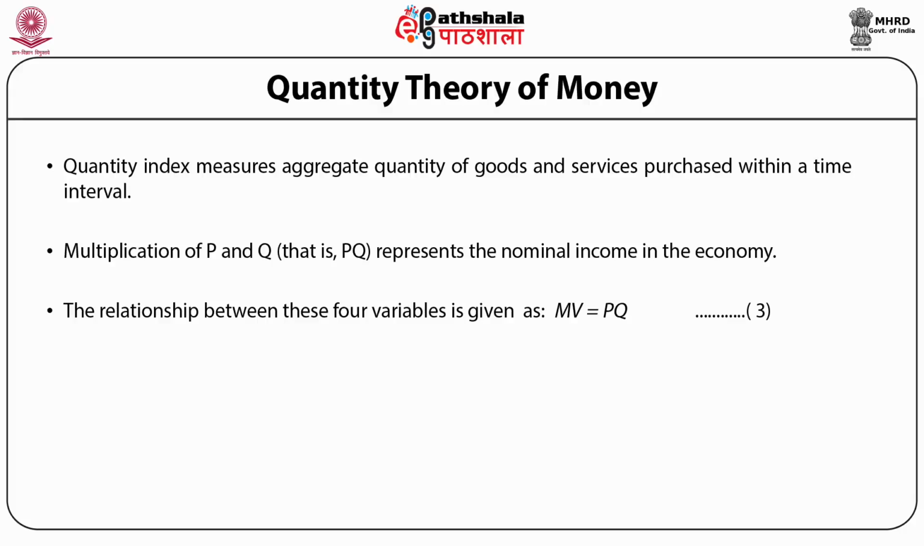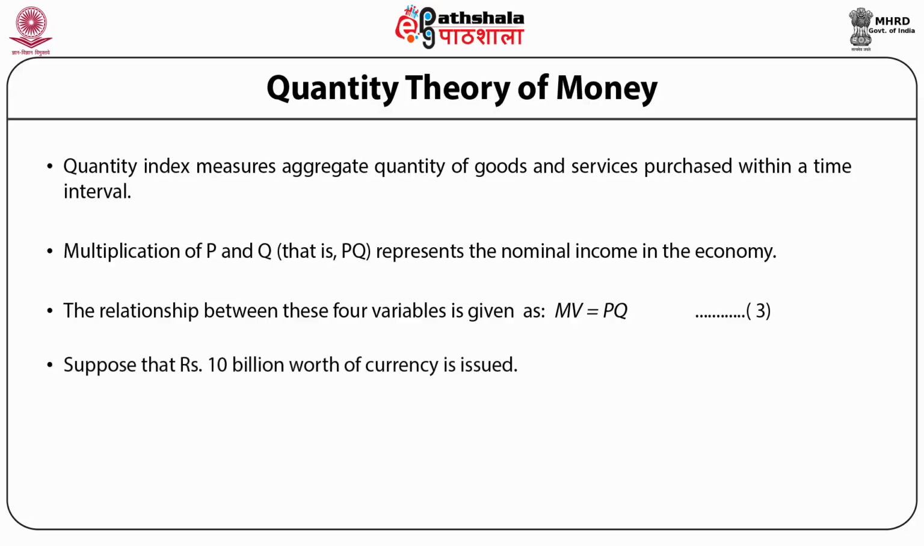So M is the average stock of money in a year. V is the number of times the money stock is used within a year. P is the average price level in a year, and Q is the aggregate of quantity purchased within a year. Let us take an example to understand the meaning of this relationship.